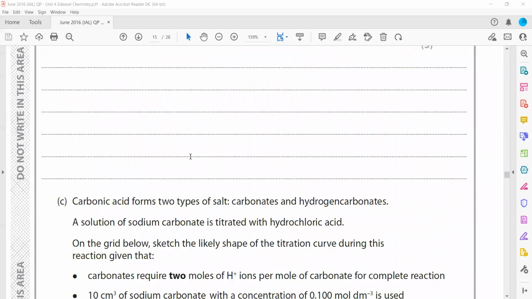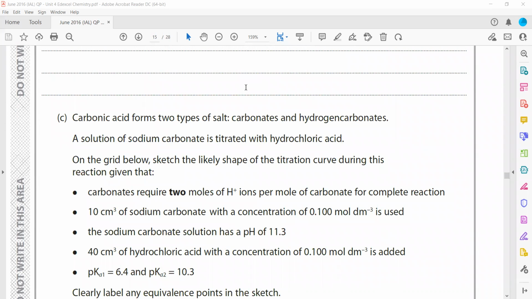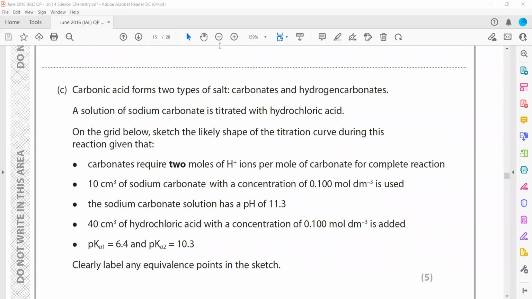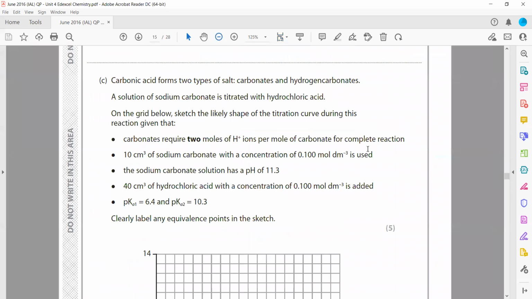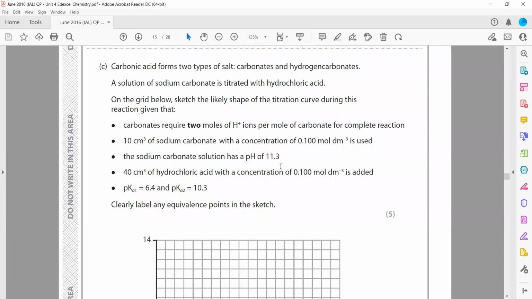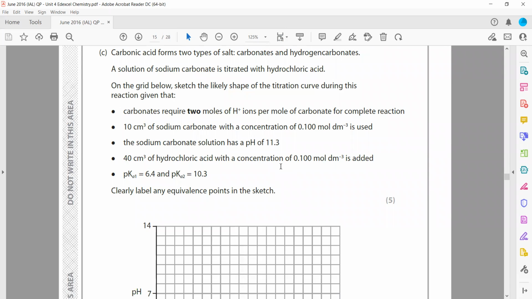Then carbonic acid forms two types of salt. One is carbonate, another one is hydrogen carbonate. A solution of carbonate is titrated with hydrochloric acid. On the grid, sketch a likely shape for a titration curve. Carbonate requires 2 moles of hydrogen ion for complete reaction, and 10 cm cube of sodium carbonate of concentration 0.1 is used. Sodium carbonate has a pH of 11.3. 40 cm cube of hydrochloric acid of concentration 0.1 is added. pKa1 and pKa2 are also given.